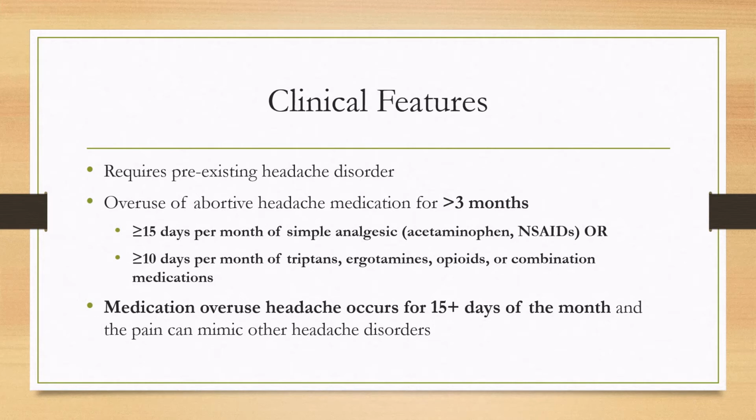You can also have 10 or more days per month use of triptans, ergotamines, opioids, or a combination of the simple analgesics. Medication overuse headache requires that the headache happens for 15 or more days of the month. The pain is fairly non-specific and it can mimic other headache disorders.